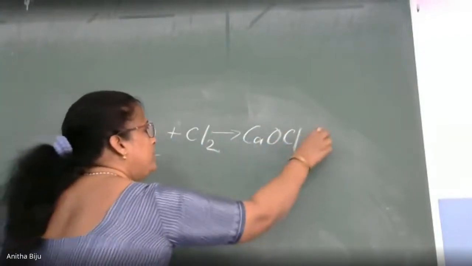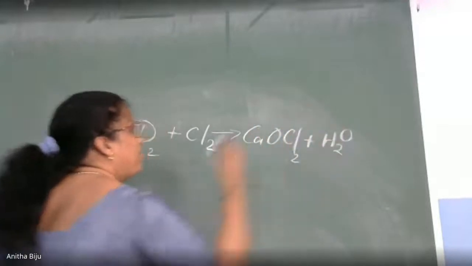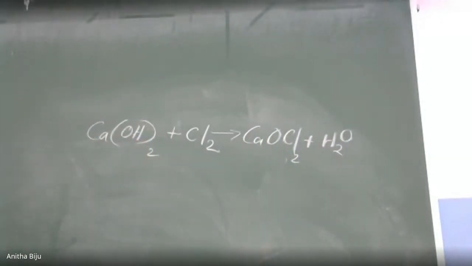CaOCl2 plus H2O. Okay, the equation is balanced. So this is the method of preparation of bleaching powder. Now, what are the properties? Simple properties we have to discuss. When we consider physical properties, it is light yellowish in color.